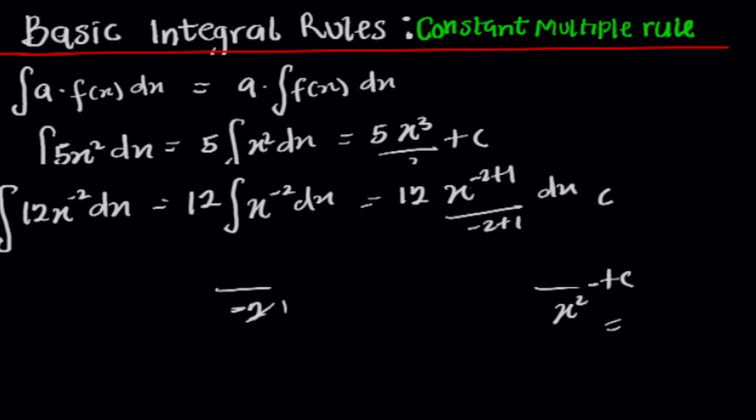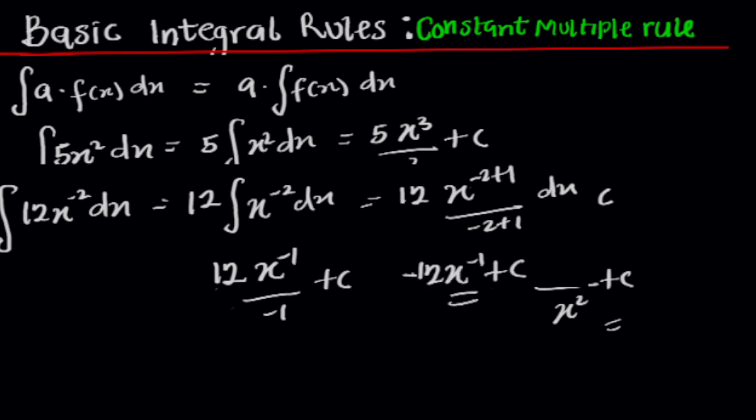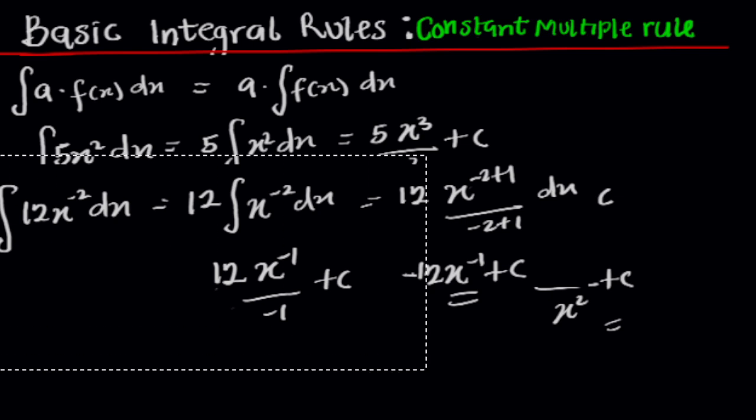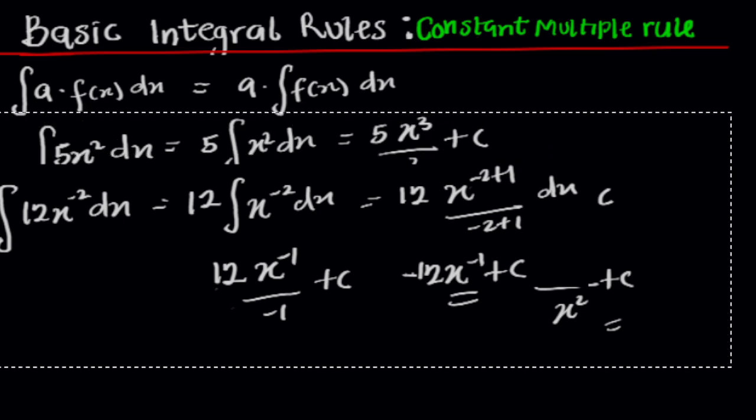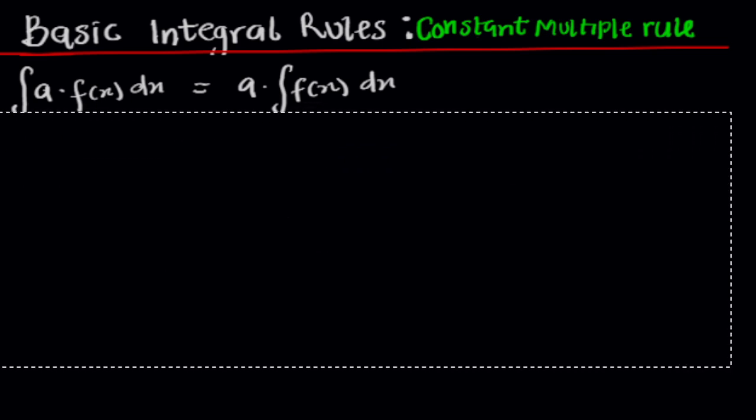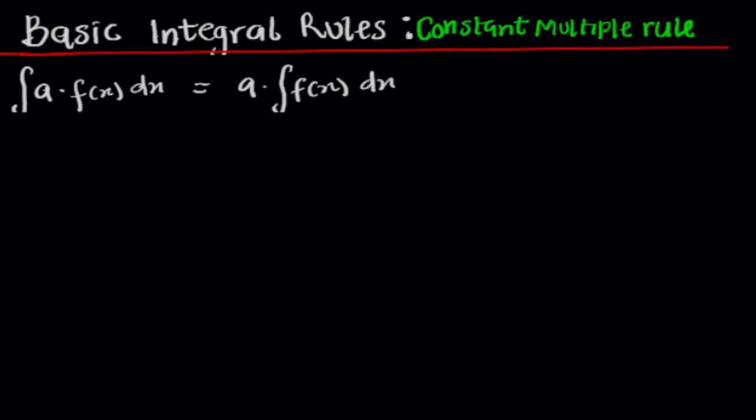So in that scenario, let's go ahead and simplify this expression further. Simplifying the expression, we're going to have 12 x power minus 1 divided by minus 1 plus c. So the whole answer is going to be minus 12 x power minus 1 plus c. That's exactly what we're going to have. Now let's go ahead and solve another question.